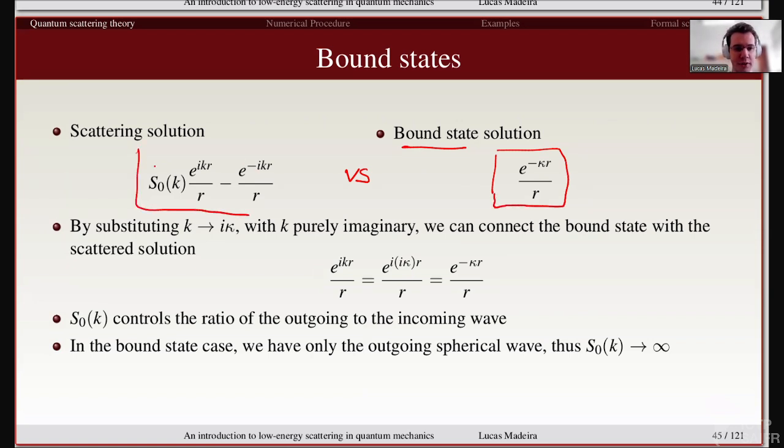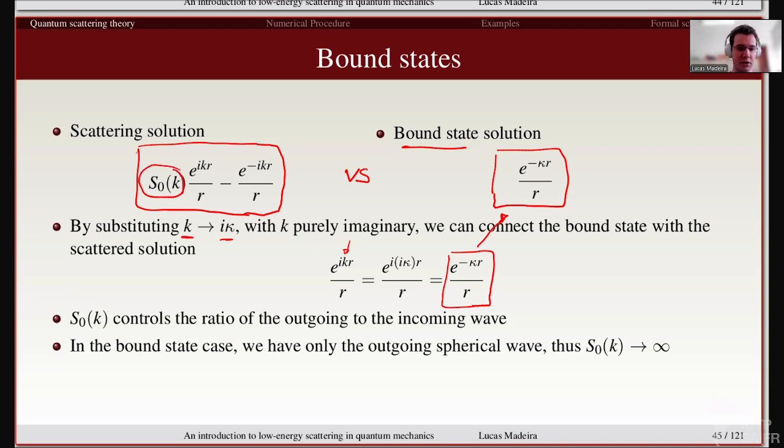And the scattering theory is giving me this here for the large r behavior of my wave function. What happens if I substitute the k that we had for the scattering states by i kappa, kappa being the momentum associated with the bound state? If we do this, I have e to the ikr. I'm going to substitute k by i kappa. So I get e to the minus kappa r, the same thing as a bound state. So if I take my scattering solution and allow k to be purely imaginary, I get the same behavior of a bound state.